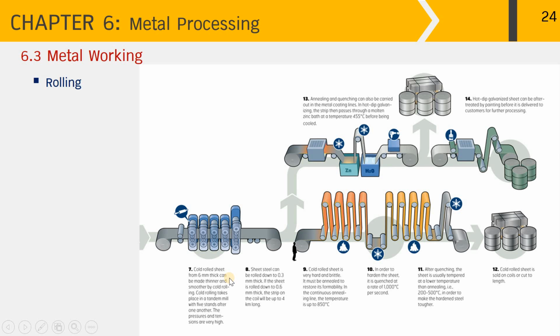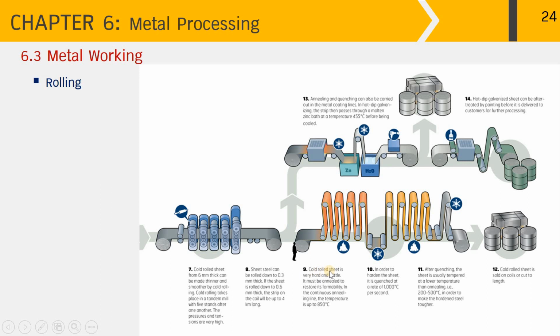For example, if it's starting from 6 mm thick, we can make the metal sheet thinner and smoother by passing through a series of roll stands like this. So the cold rolling takes place in a tandem mill with 5 stands one after another, as you can see from this picture over here. And by doing so, the tension applied on both ends is very high. In the next step, the steel sheet can be rolled down to about 0.3 millimeter thick. And if we're thinking of rolling down to about 0.6 millimeter, the strip of the coil will be up to about 4 kilometers long, which is very long, so coiling is now applied to the operation.